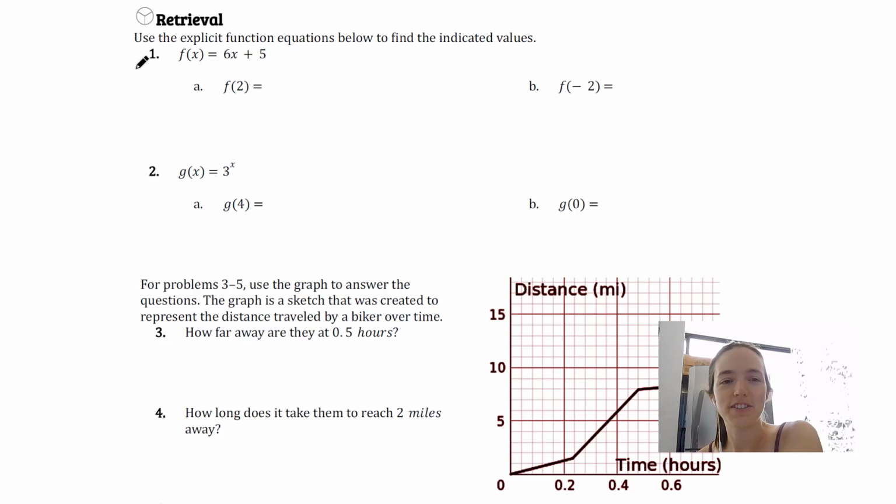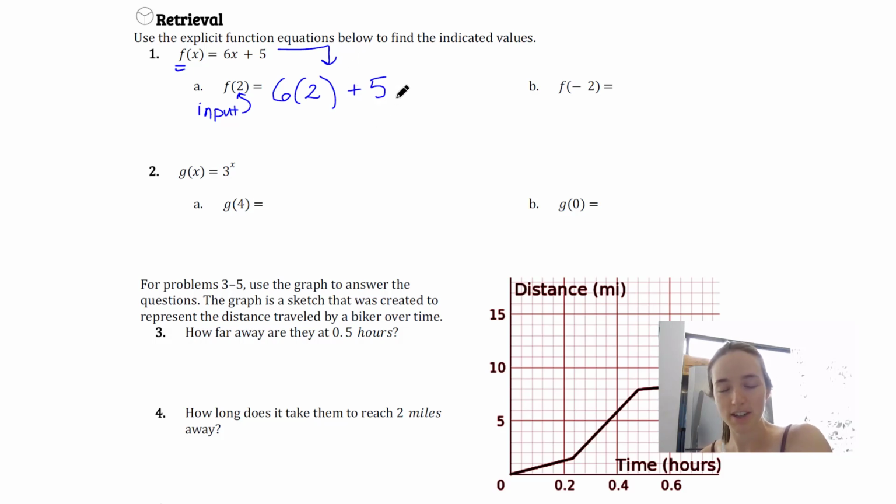Okay, so for these first questions, it says use the explicit function equations below to find the indicated values. For number 1, I've got f of x equals 6x plus 5. Remember, when we have the 2 in parentheses, that is an input. The input is 2, and they want us to find the output. So I'm going to take my function, 6, and then instead of x, I'm going to input 2, plus 5. So I've got the original function, I've just input 2 for x.